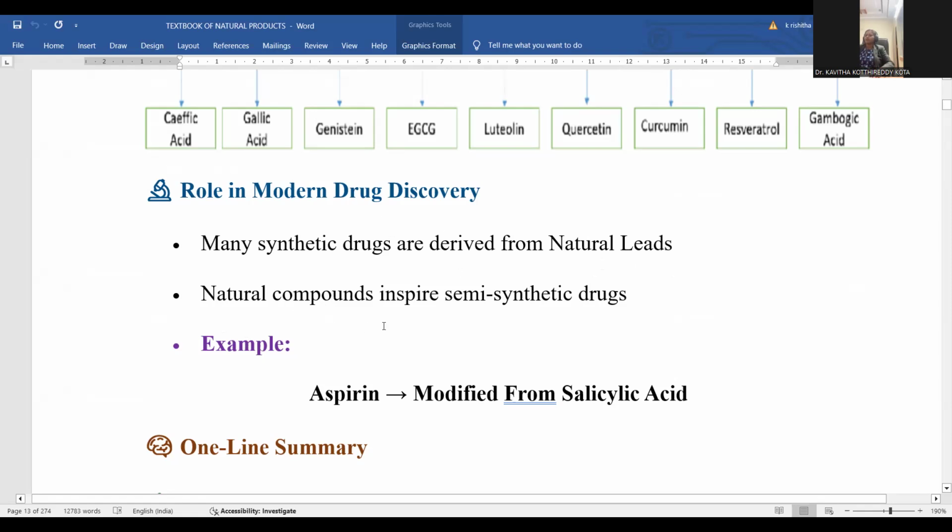Natural compounds inspire semi-synthetic drugs. Semi-synthetic drugs are not completely manufactured in the laboratory. Rather, a certain extent of change is made within the molecules only. This is the way modern drug discovery takes natural products as lead compounds to manufacture synthetic drugs, one method, or else by taking natural products with a very little partial modification, giving rise to semi-synthetic drugs as well. This is the way drug discovery is possible.